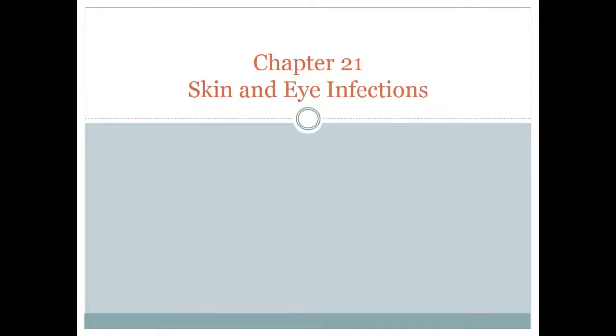Chapter 21 covers skin and eye infections. We'll take the next few chapters of the textbook chapter by chapter, where we'll discuss the different pathogens and the infections that can result. And we will go through and look at bacterial pathogens along with viral, fungal, helminthic, if there are any, and protozoan infections.